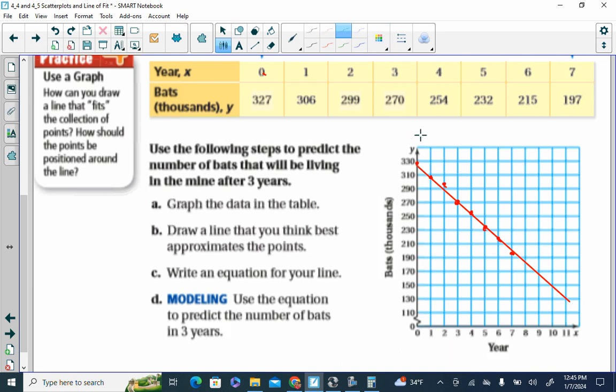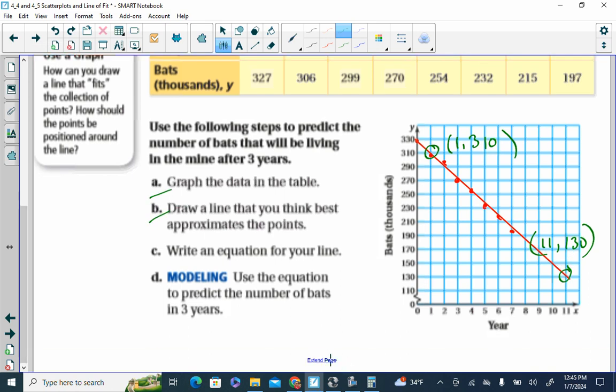So what points am I going to use? Let's see. What do we have that we could use? I like this 1 and 310, and this 11 and 130. So we have 1 and 310. We have this 11 and 130. All right, so we'll use those 2 points. So we finish part A and part B. Right, we have to write part C.